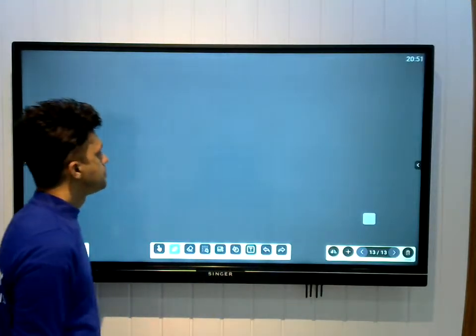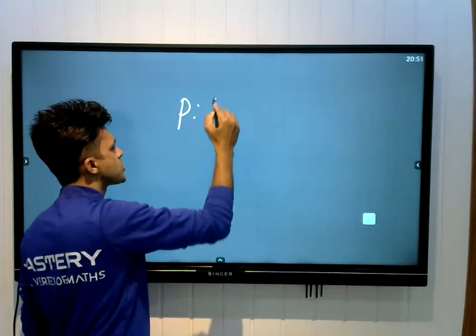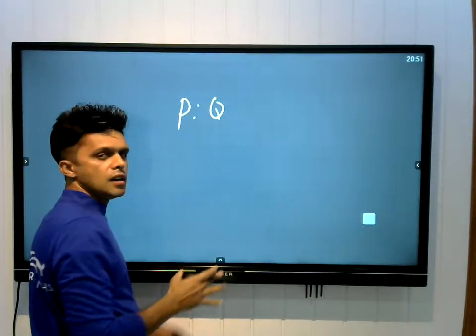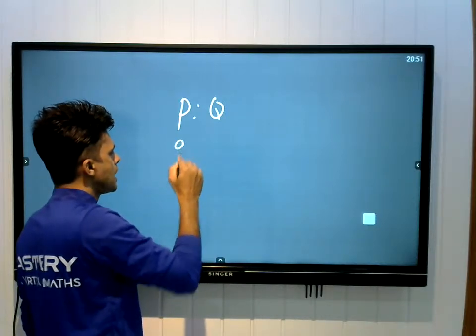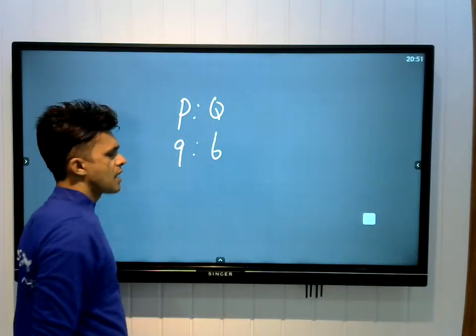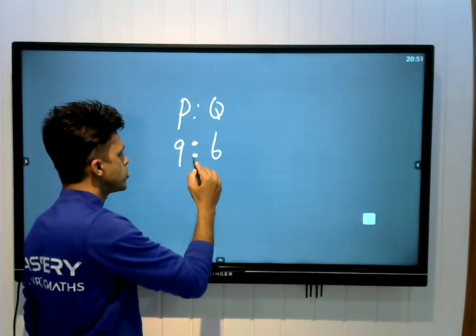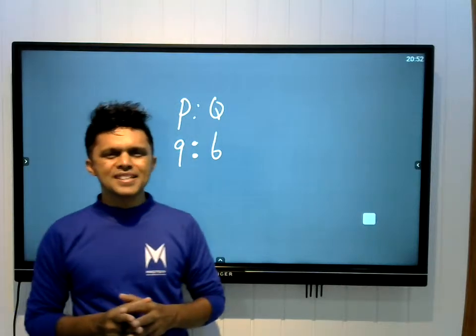Let's write, a certain amount of money or a certain amount of an article or any other thing is divided between P and Q. Here it is 9, here 6. Let's write these given values in the simplest form. How can you do this? 9 to 6. How can you write these values in the simplest form?